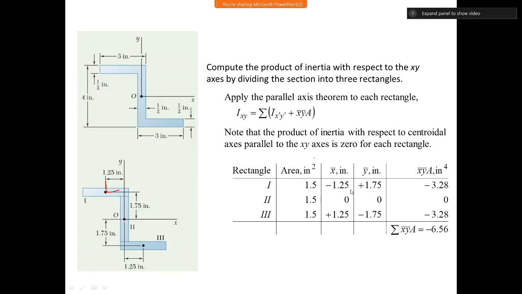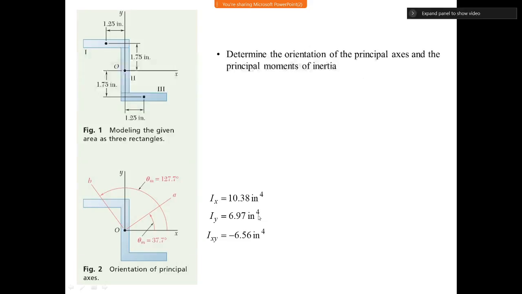To compute the product of inertia, we divide this geometry into 3 rectangles and use this parallel axis theorem to get x bar, y bar, and then x bar, y bar. For the second, the coordinates are 0 because it is already at the origin, and then we compute this, and using this definition we calculate the product of inertia for this geometry. Now once this is known, we can directly use the formulas that I have shared.